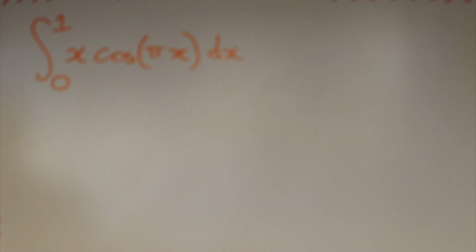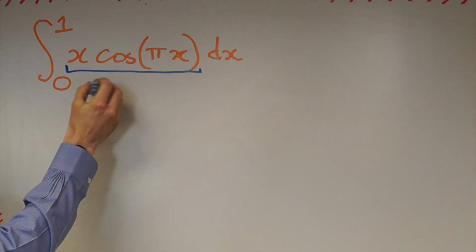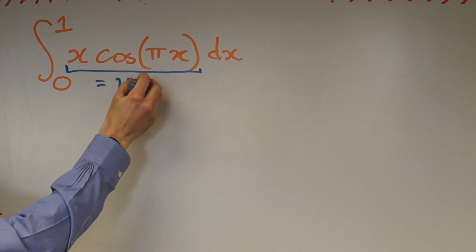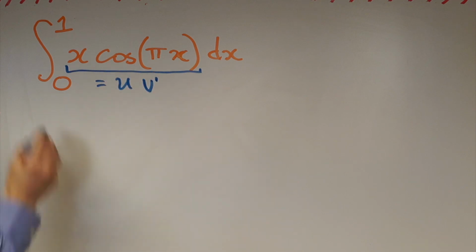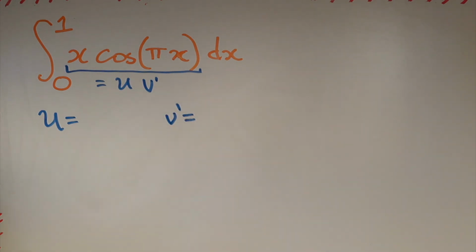Okay, so for our first example, we're going to consider an integration by parts problem, the integral from 0 to 1 of x times the cosine of pi x dx. In integration by parts, the first step is to split the integrand up into two chunks, which we'll call u and v prime. So we'll say u equals some of that, and v prime equals another part of that.